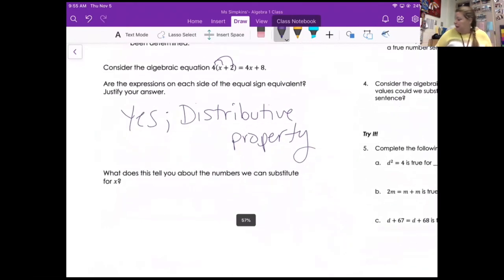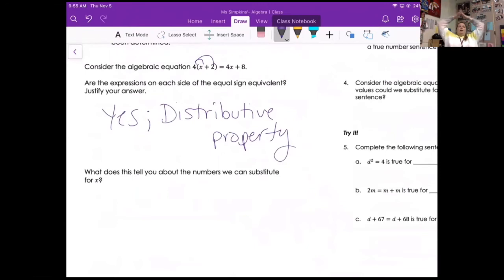Okay, now I'm going to give you like 30 seconds. I don't want anybody to say anything. I just want you to think about this. Can you think of a number that we can put in for x to make both sides equal to each other? And if you think of one, I want you to write it down. Can you think of a number that we can substitute in for x on both sides of that equal sign to make the same thing on both sides? So just think about that for like 30 seconds. And if you think of something, write it down.